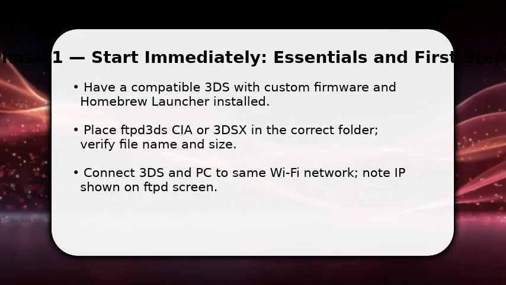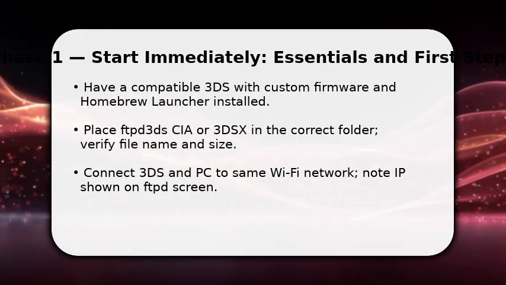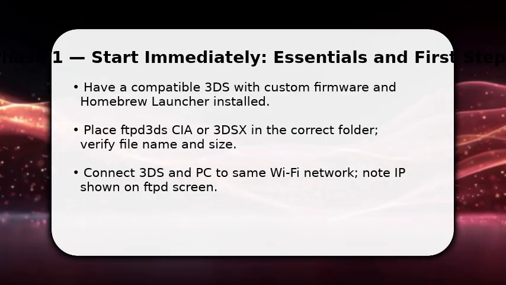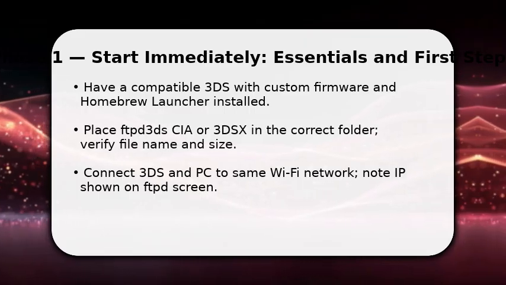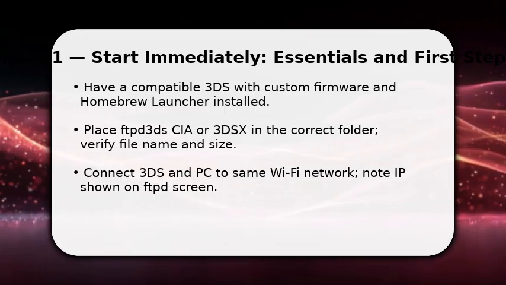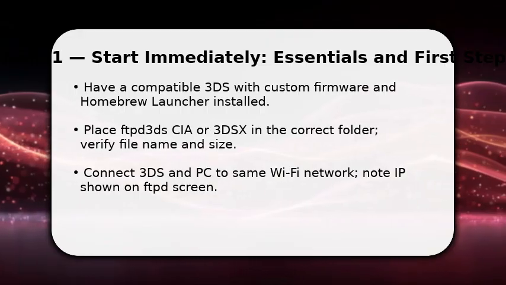Enjoy the video. You begin by launching Homebrew, then open Ftpd immediately. This is where you create the connection. Make sure your 3DS shows an IP address and that your PC is on the same Wi-Fi. Without matching networks, nothing will reach.